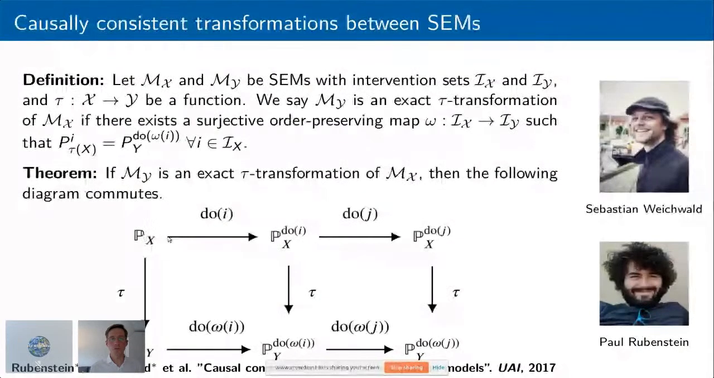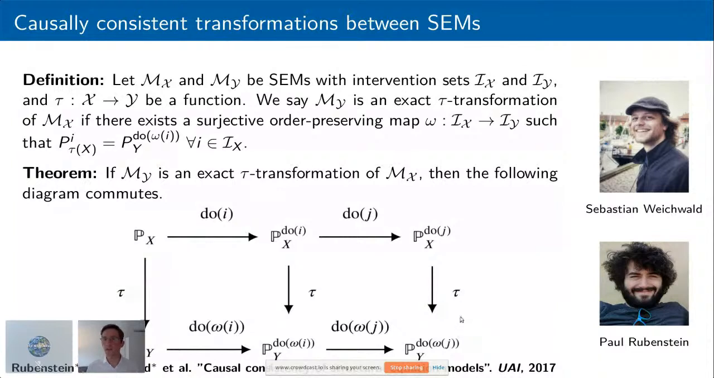You can first do 2 interventions on the micro level and then switch to the macro level. Or you can switch to the macro level and do the matching interventions on the macro level. Or you do the first intervention on the micro level, switch to the macro level, and then do the second intervention, and you always end up in the same state, such that you can interchangeably argue about the effects of interventions on the system on both levels.